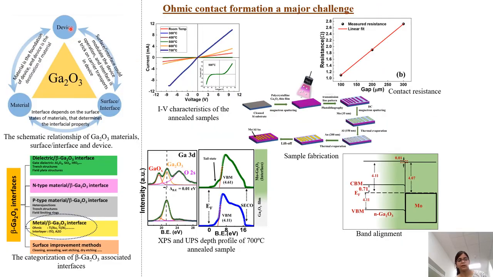To fabricate a device, we face multifaceted challenges: to fabricate a material which is defect free, and also to passivate the surface and interface defects, because both these directly affect the device properties. In my thesis work, I study the metal gallium oxide interface for ohmic contact fabrication, for which I have fabricated a molybdenum, aluminum, gold multilayer transmission line pattern on gallium oxide thin films, annealed the samples at various temperatures, characterized them using XPS and UPS depth profile, and fabricated the band alignment, which comes out to be ohmic type.